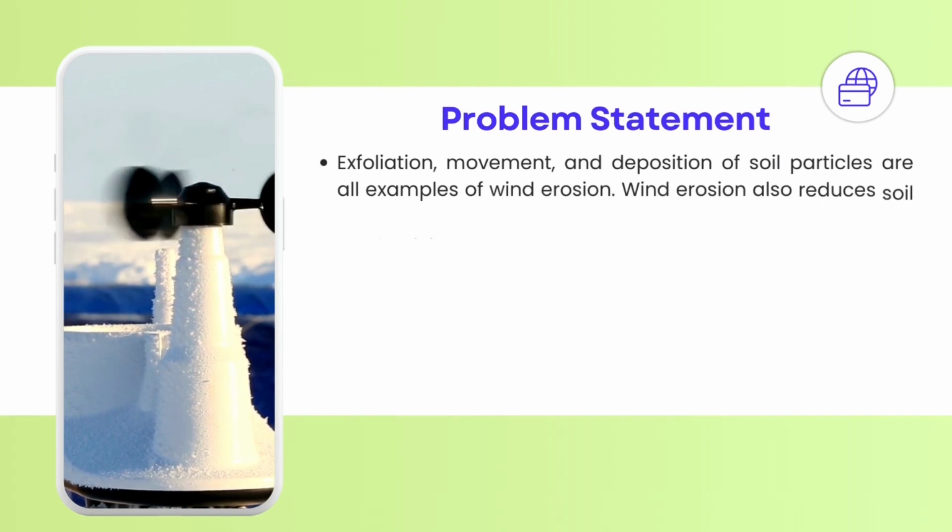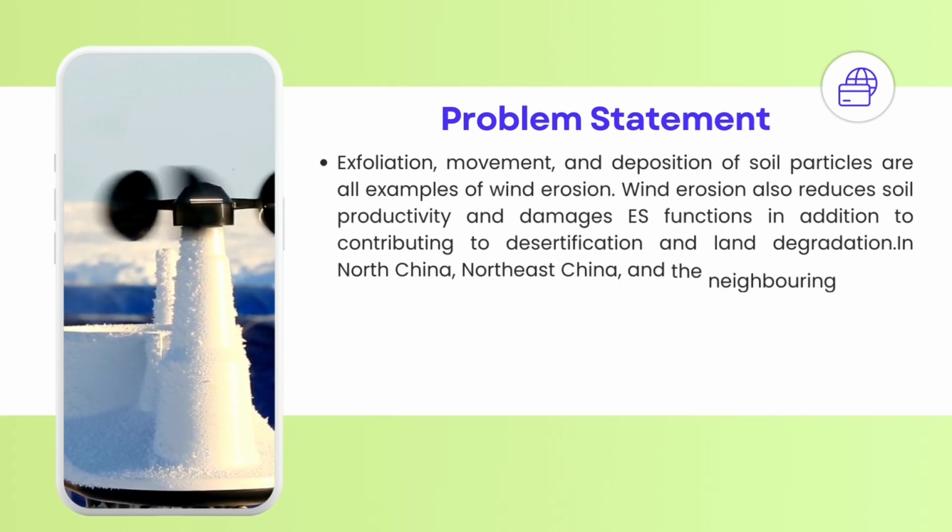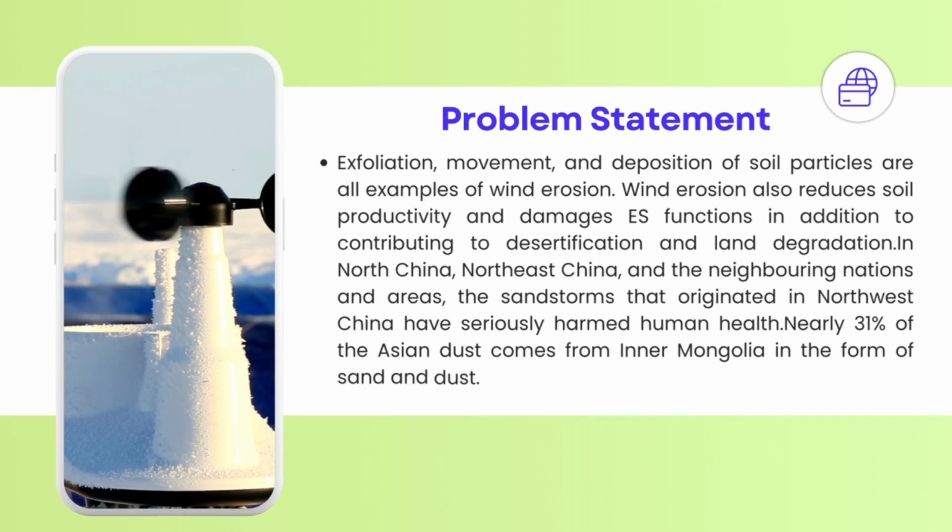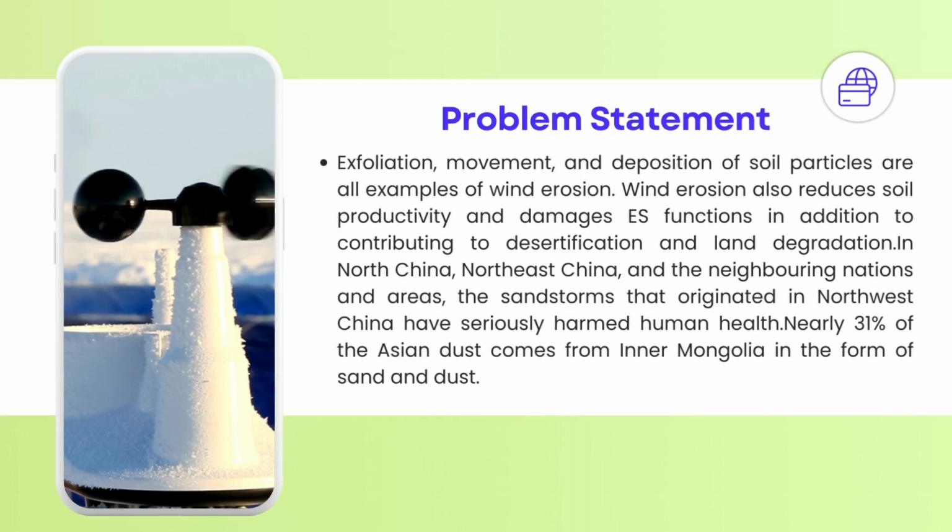Problem statement for this case study focuses on exfoliation, movement, and deposition of soil particles, which are all examples of wind erosion. Wind erosion also reduces soil productivity and damages ecosystem service functions, in addition to contributing to desertification and land degradation. In North China, Northeast China, and the neighboring nations and areas, the sandstorms that originated in northwest China have seriously harmed human health. Nearly 31% of the Asian dust comes from Inner Mongolia in the form of sand and dust.